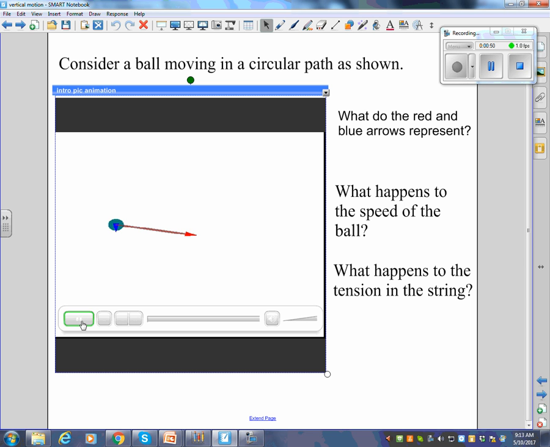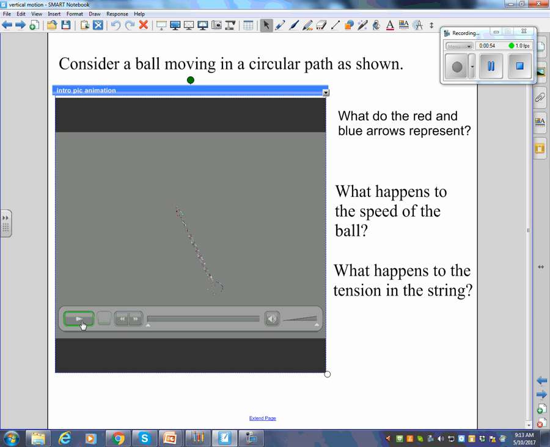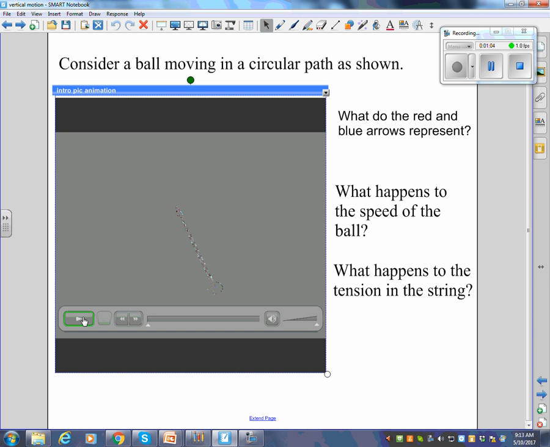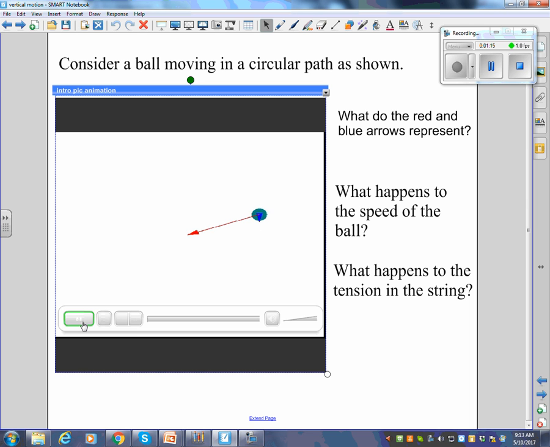What does the red arrow represent? Notice, is the red arrow changing? The length is changing, so that means that it's a vector. Centripetal force, Connor, you're right. And you'll notice that, in fact, the centripetal force changes. When is it at its smallest? At the very top, right?